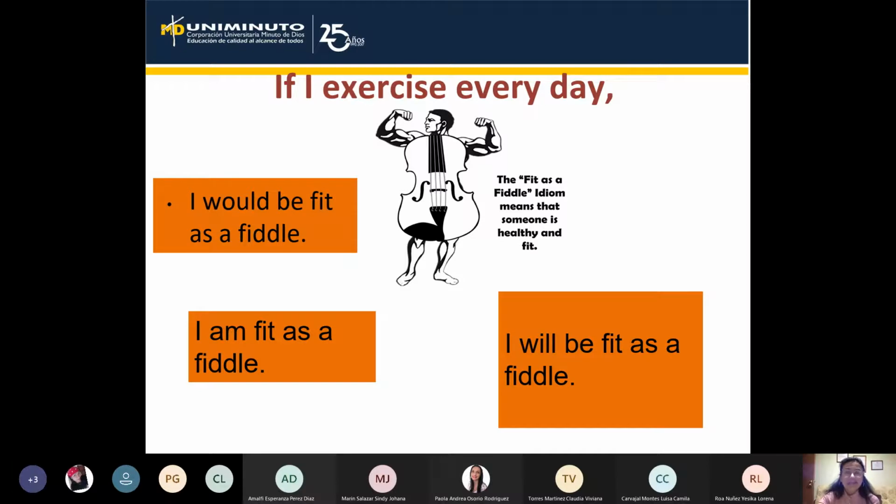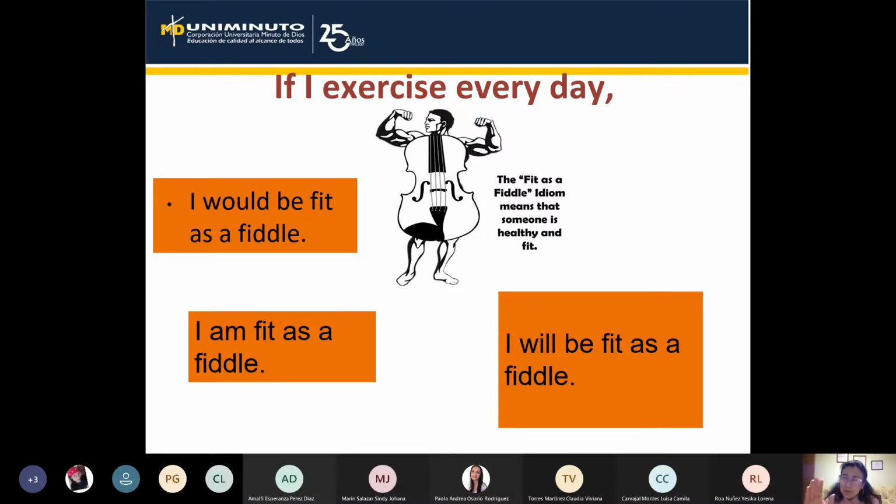If I exercise every day, what is the appropriate second part? I would be fit as a fiddle. I am fit as a fiddle. Or I will be fit as a fiddle. I will be fit as a fiddle. Very good. Camila, very good. And remember to take a list.